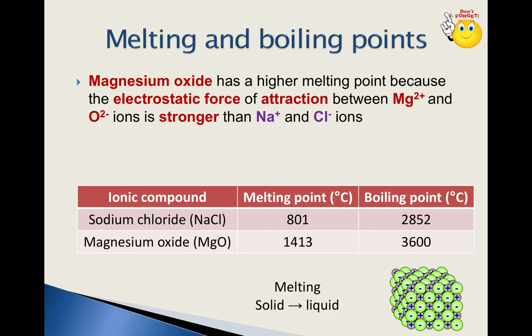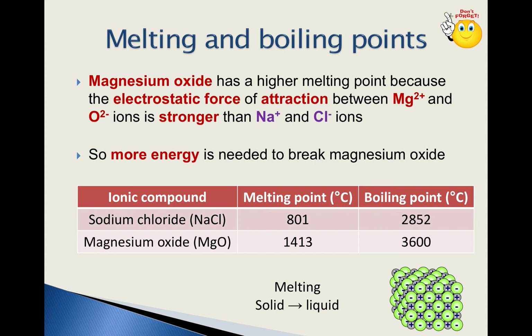Okay, so magnesium oxide has a higher melting point because the electrostatic force of attraction between the Mg2+ and the O2- ions is stronger than that between the Na+ and Cl- ions. Therefore, more energy is required to break the electrostatic force of attraction between the Mg2+ ion and the O2- ion, and therefore magnesium oxide has a higher melting point than sodium chloride. In this case, it's due to the charge on the ions: in magnesium oxide, it's 2+ and 2- versus a single plus and a single minus charge. And the 2+ and 2- will be attracted to each other much more strongly.